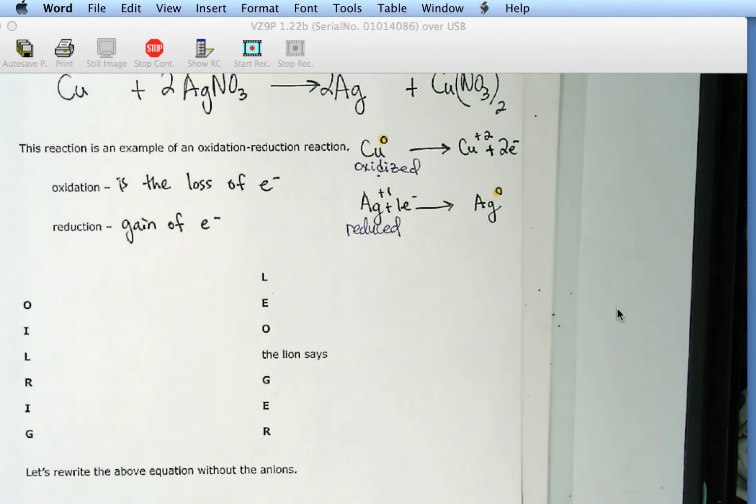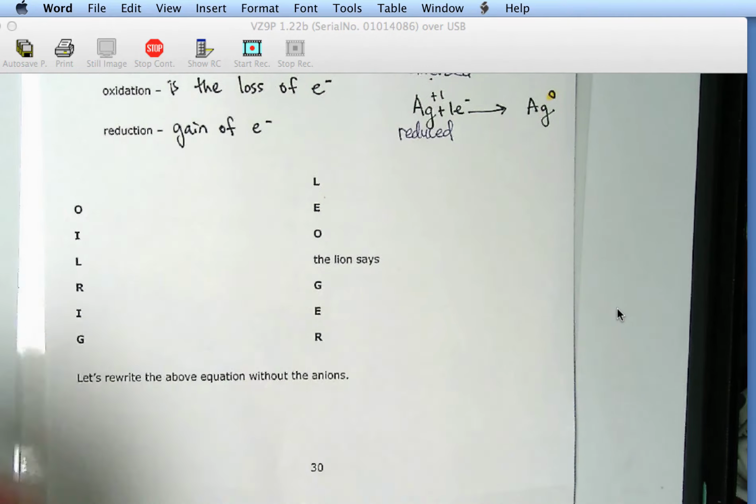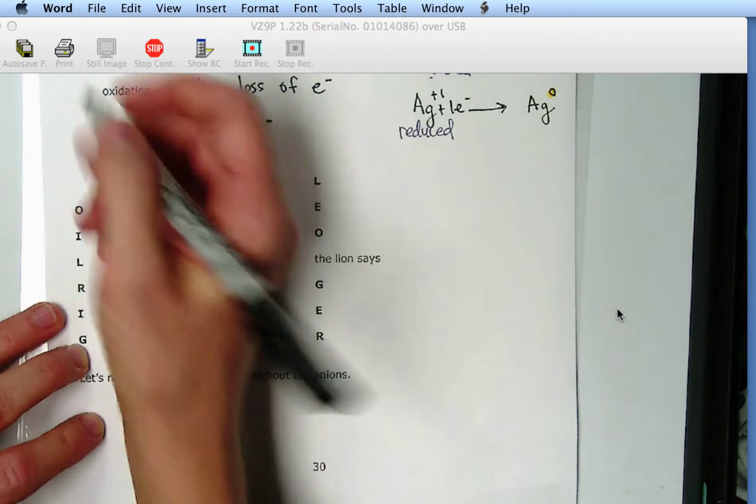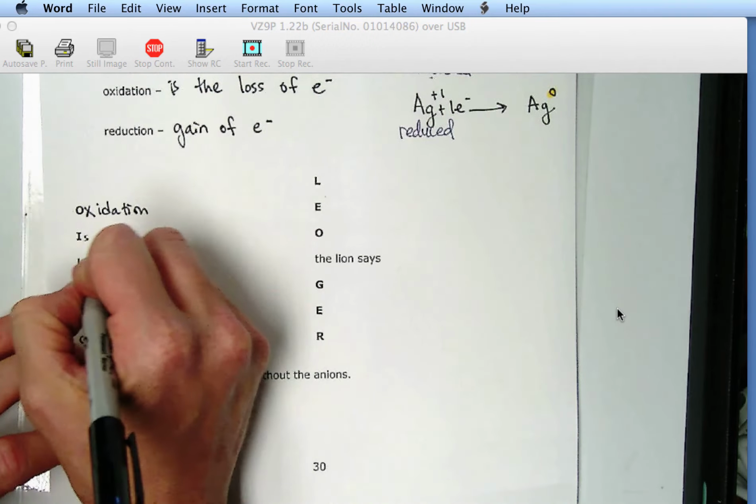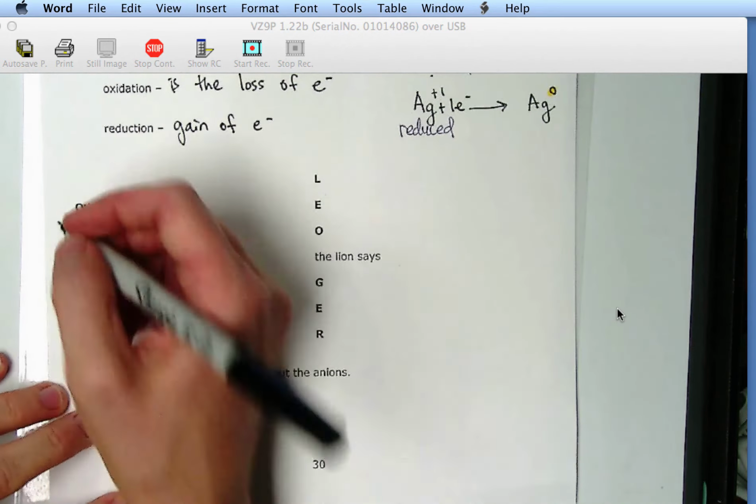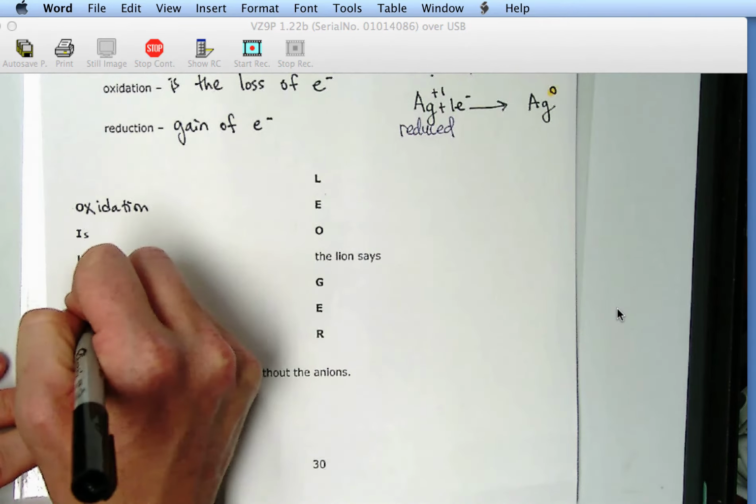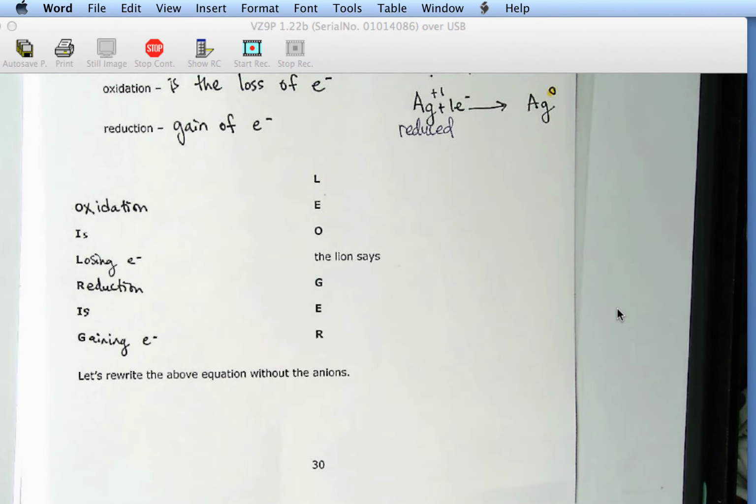So students have a hard time working these problems. And I always say oil rig or Leo the Lion says grr. So these are just little acronyms to help you remember what oxidation and reduction are. So oxidation is losing electrons. When I was taking chemistry classes, I learned oil rig. And then reduction is gaining electrons. There's another chemistry faculty member here, and she's like, you can't say oil rig. You've got to say Leo the Lion says grr.